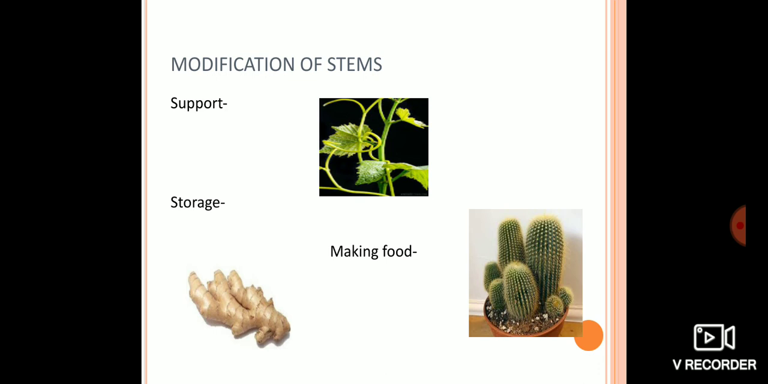So in this video we learned the parts of a plant: in the root system, the taproot system and the fibrous root system, and in the shoot system, we studied the stem. And in the next video we will learn the leaf and the flower of the shoot system. Okay, thank you.